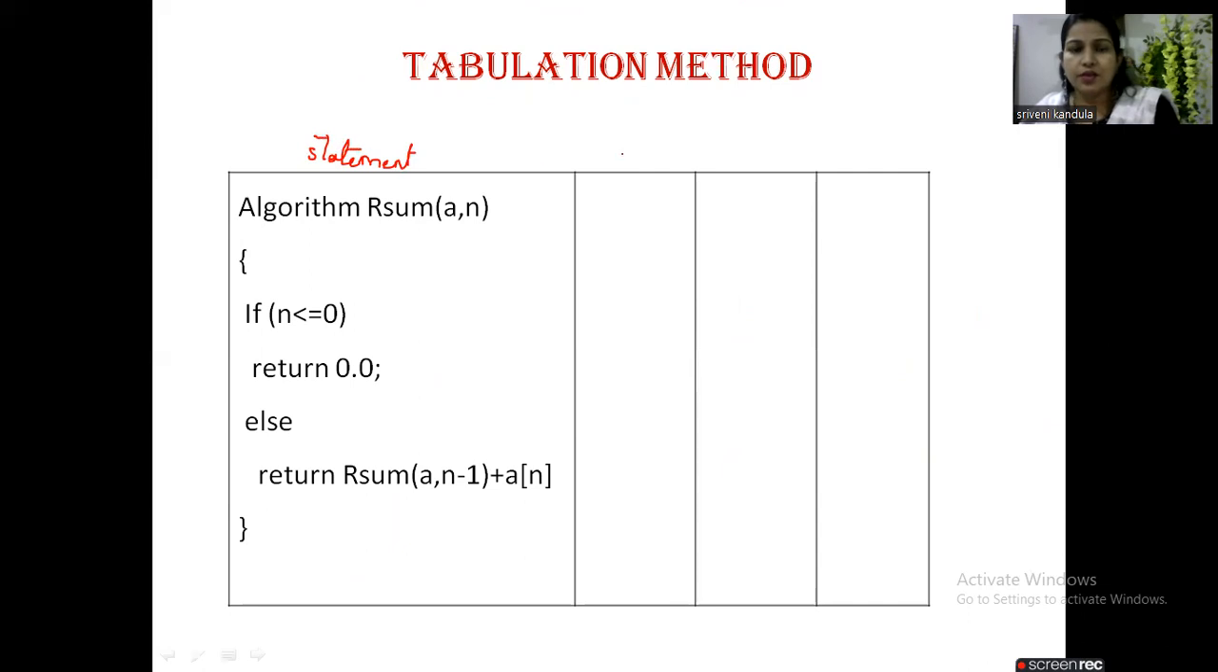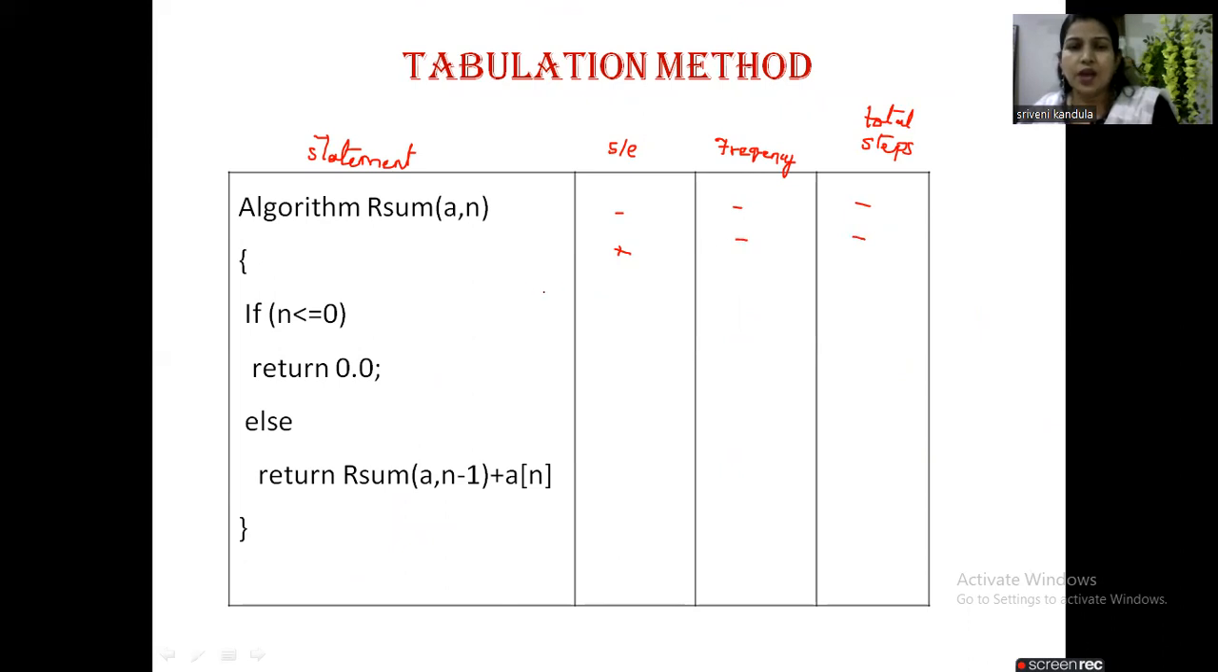Then you have S by E, then frequency, and followed by total steps. Right. So the first one, this is part of the syntax, so this is not counted as a program step. Next is the opening brace. This is also not counted as a program step.